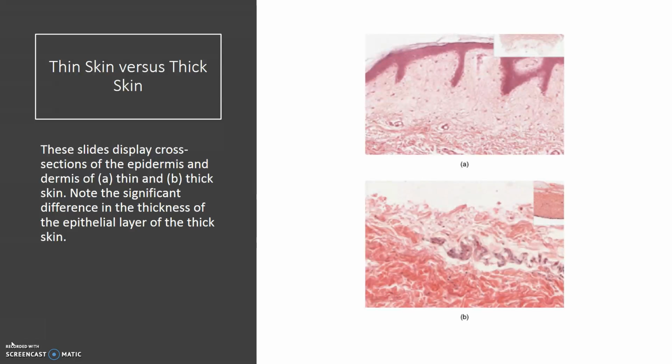Most of the skin can be classified as thin skin. Thick skin is found only on the palms of the hands and the soles of the feet. It has a 5th layer called the stratum lucidum, located between the stratum corneum and stratum granulosum. Take a moment to look at these slides. They display both thin skin and thick skin.